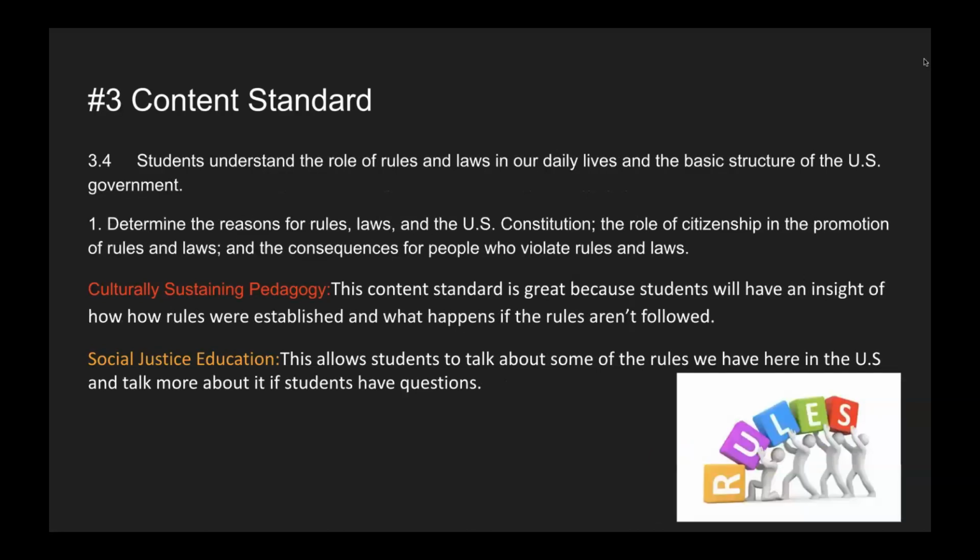Going on to the next standard, 3.4: students understand the role of rules and laws in our daily lives and the basic structure of the U.S. government. So determine the reason for rules and laws in the U.S. Constitution, the role of citizenship in the promotion of rules and laws, and the consequences for people who violate rules and laws. For cultural sustaining pedagogy, this content standard is great because students will have insight into how rules were established and what happens if the rules aren't followed. For social justice education, I put that this allows students to talk about some of the rules we have here in the US and talk more about it if students have questions.